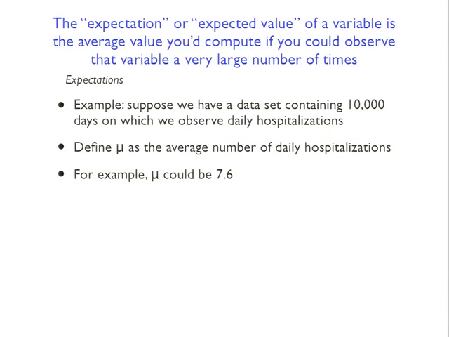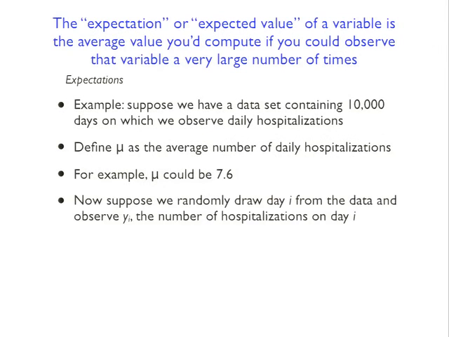So if mu is 7.6, let's suppose that we randomly draw 1 day out of our 10,000 days from the data, and then we observe the number of hospitalizations on that day. So we'll draw day i out of the data and observe yi, which is the number of hospitalizations on day i. What you're going to see is that the value of y is going to be some integer, right? So it's going to be like 6 or 10 or 4 or 15. It's not going to be 7.6. So you know with certainty that it's not 7.6 because there's no such thing as a fractional hospitalization. Either somebody gets admitted to the hospital or they don't. So it has to be an integer number.